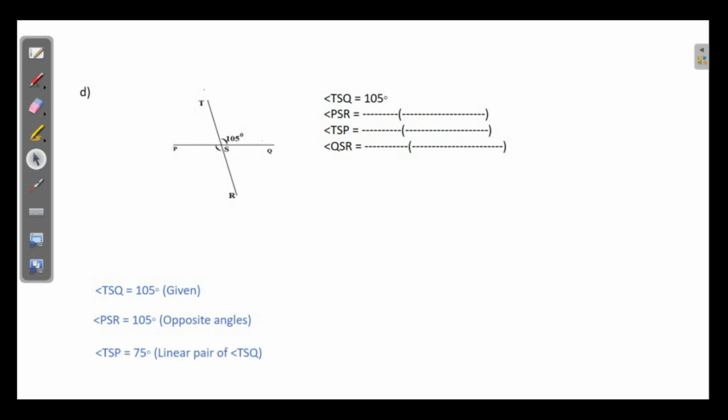Then angle TSP. Which is angle TSP? TSP is 180 minus 105. That is 75 degree. And here also this angle also 75 degree. Okay. That we can write. QSR is equal to 75 degree, opposite angles.